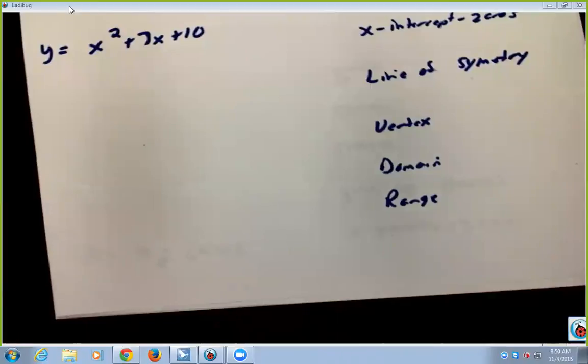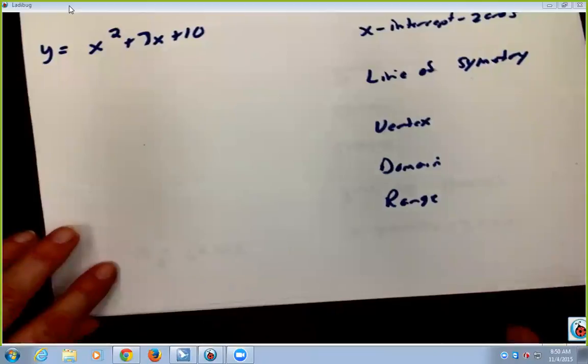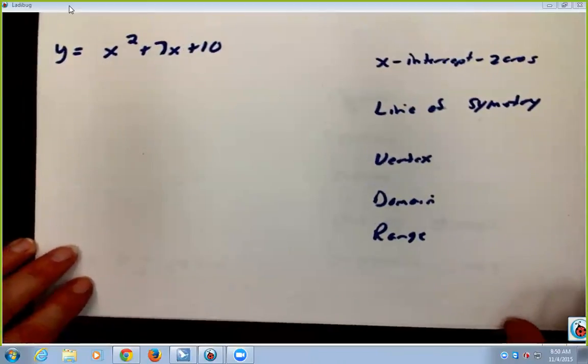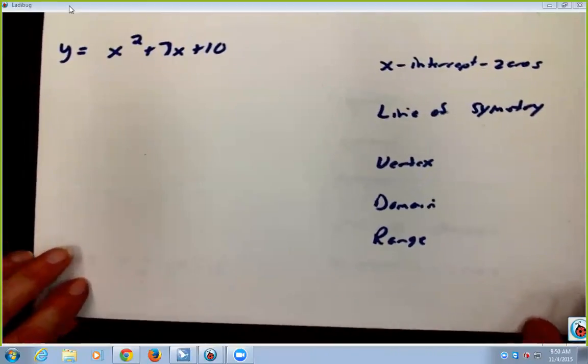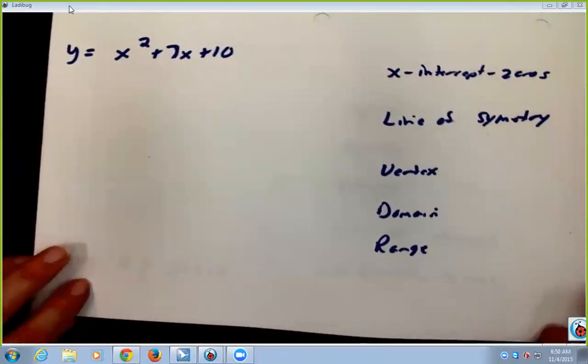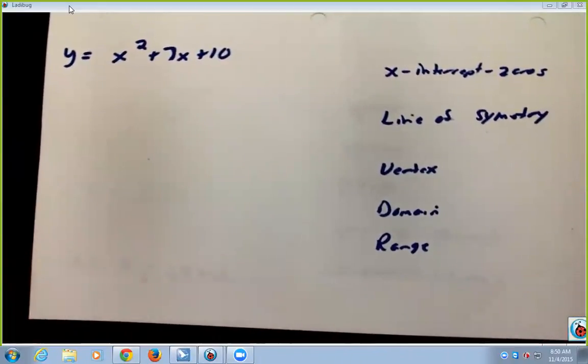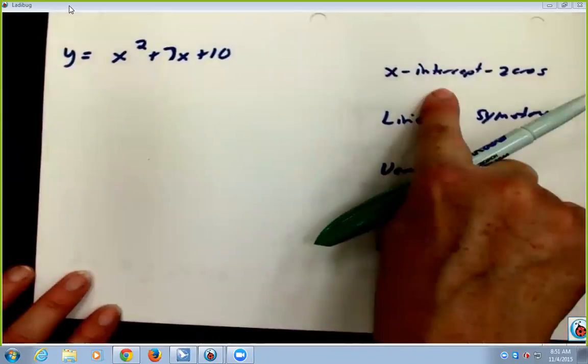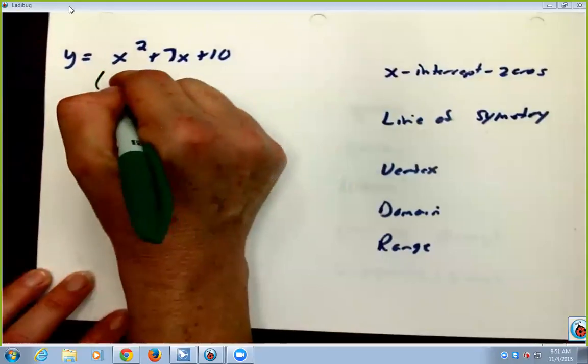I've got to find all of our little sections and pieces in here. So first off, X-intercepts. If I look at this problem, can I factor it? What do you guys think? Can it be factored? Always look for that, because if you can factor it, that helps us get these.